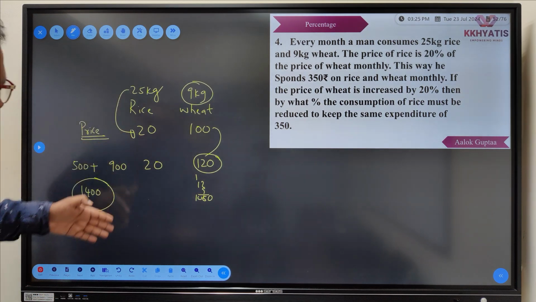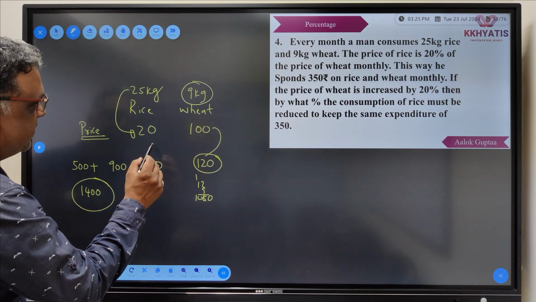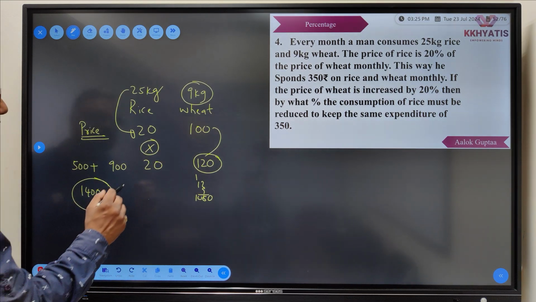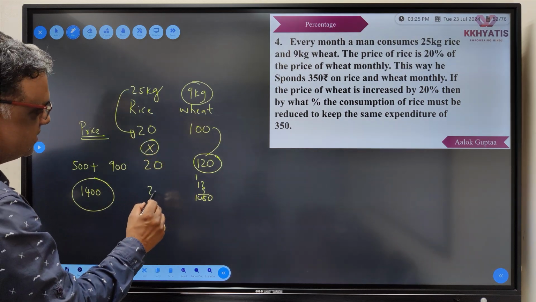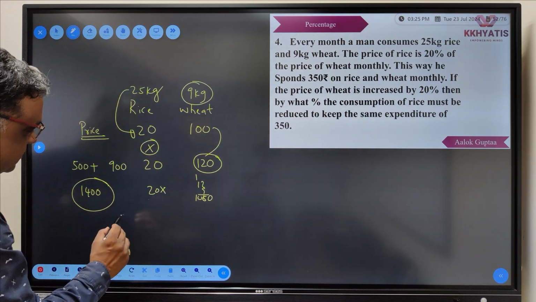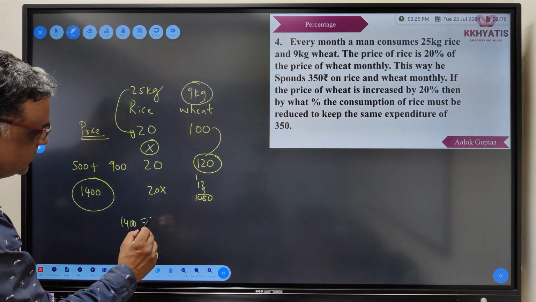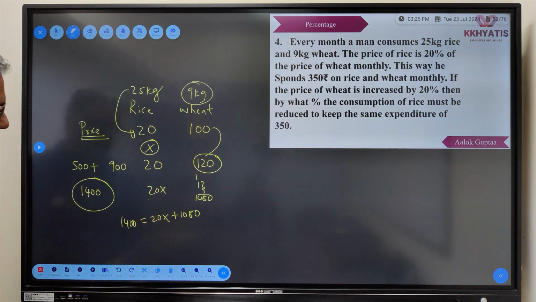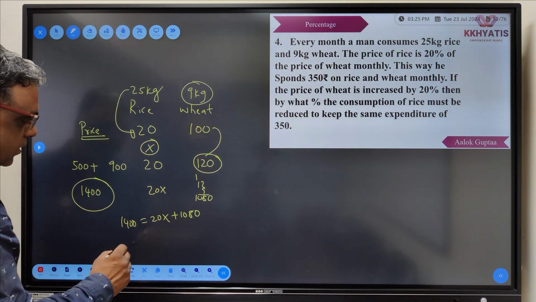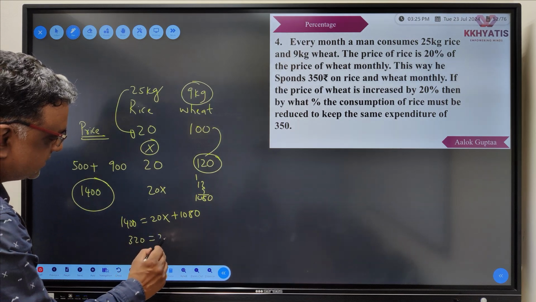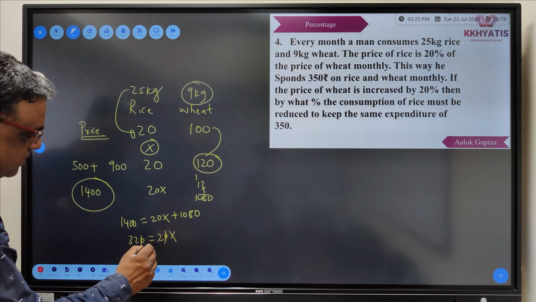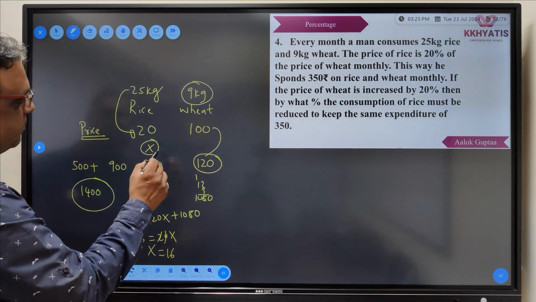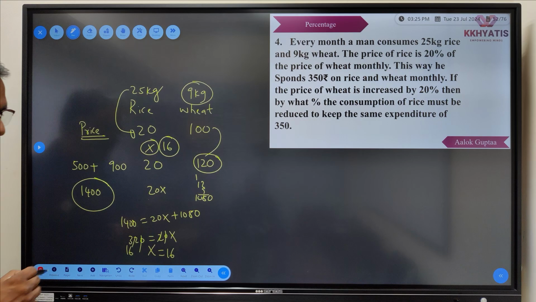Now, how many kgs of rice should I consume here so that my expense still remains 1400? So my new expense on rice would be 20x here. So 1400 should be the same as 20x plus 1080. If I take it on this side, this will be 320 is 20x. This will get cancelled. This will be 16. So x is 16. Which means my new consumption of rice should be 16 kgs, right?